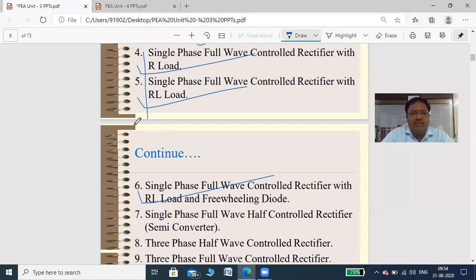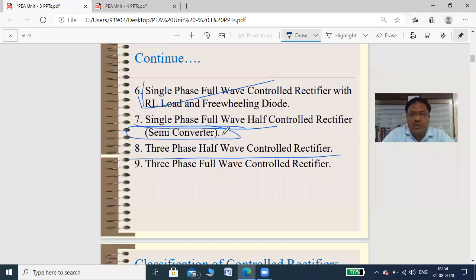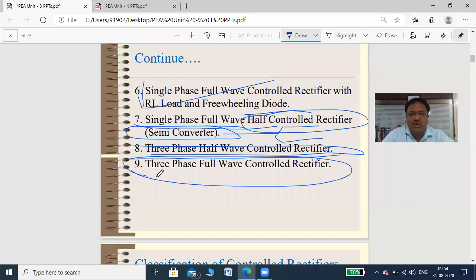Then seven, that is called semi converter. Then eight, semi converter, again there are two types. One is called symmetric, another is called asymmetric. Both we have seen, right? Semi converter is also called half control because it consists of two SCRs and two diodes, and that's why it is called a semi converter. Okay. Then three phase half control and three phase full control, we have already seen.